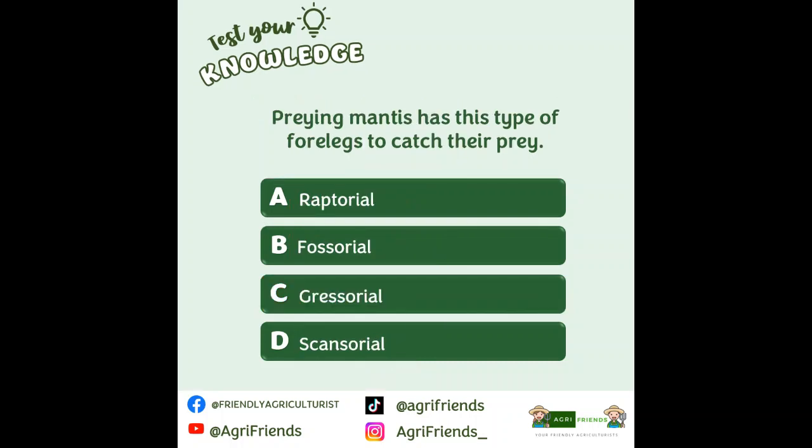Next, praying mantis has this type of forelegs to catch their prey. A. Raptorial. B. Fossorial. C. Gressorial. Or D. Scansorial. The answer is raptorial. So these legs are used for grasping the prey of the mantis. Fossorial is used for digging and you will see it in mole crickets. Gressorial is used for walking. Scansorial is used for clinging in Pteropterans or the louse.